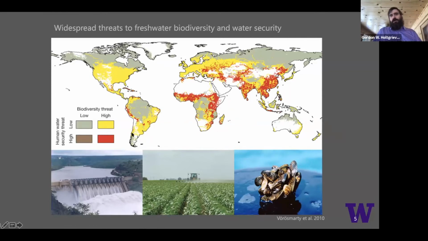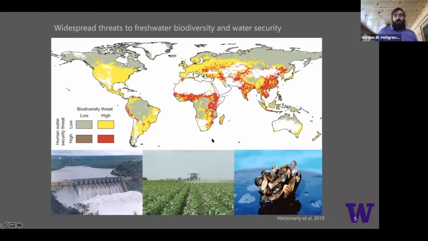Okay, so this is a map of threats to freshwater ecosystems across the globe. And there's a couple kinds of threats. There's threats to water security, and that's over on this side, and those are kind of the gray and the brown. And then we've got threats to biodiversity. That would be on this side here in these colors. So if you've got red, you've got high threat to both. If you've got yellow, you've got high threat to biodiversity, but not necessarily water security.